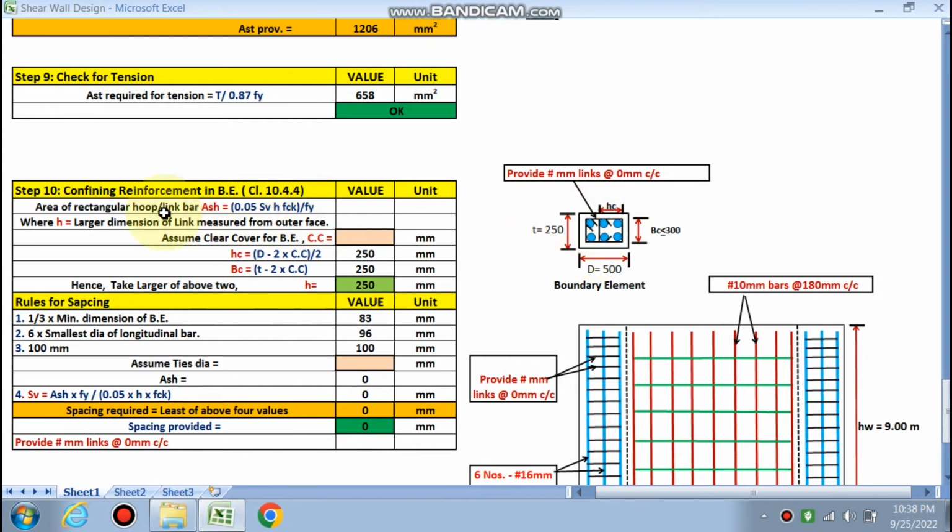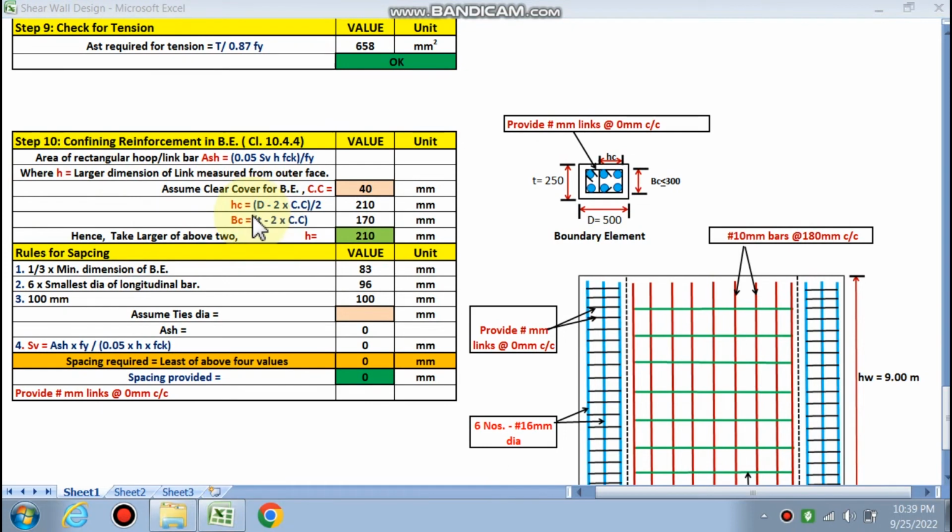Now the confining reinforcement in the boundary element. This is the boundary element and confining reinforcement, where the H is the largest dimension of the link measured from outer face, right? In this case this is BC on this side and this is HC on this side, outer to outer face. So we have to choose larger of these two. So if you are choosing a clear cover for the column as 40 mm, we know that. So HC is, this is D is 500 minus 2 into clear cover divided by 2, 210, and BC is T, this is 250 minus 2 into clear cover divided by, sorry, this is 170. So H is the largest of HC and BC, the H is finally 210, right?